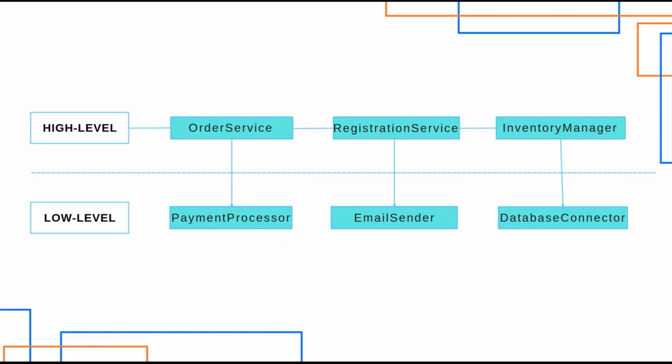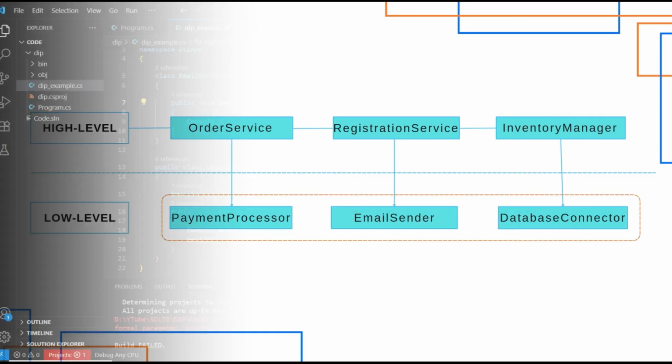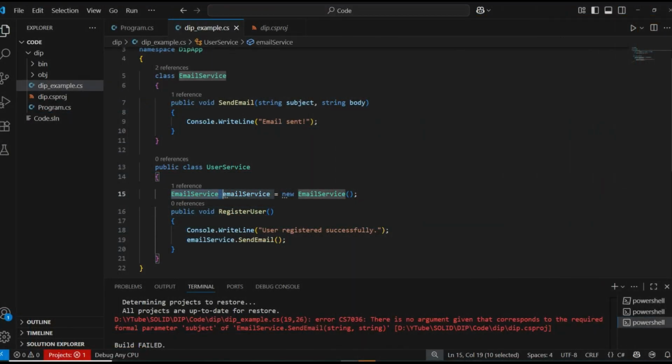Now the problem is high level modules often create or call these low level modules directly. Something like this. This creates what we call tight coupling, meaning the two classes are glued together too strongly. If one low level class changes, like we added subject and body, the high level class may break. If you want to replace the low level class, you will have to go hunt through the high level classes and make changes there too.